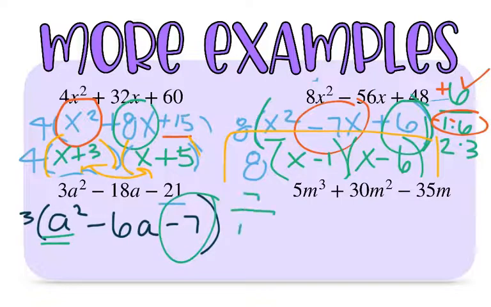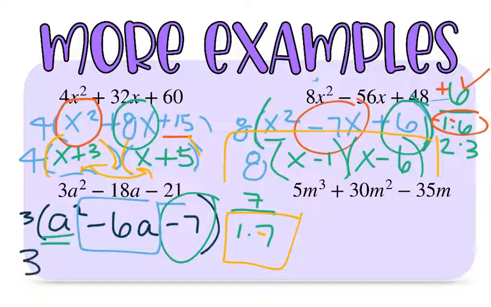Write out factors of 7. The only factors of 7 are 1 times 7. And choose the ones that would add to get you to negative 6. Well, remember this was a negative 7, so one of these numbers has to be negative, and I can get to negative 6 if the 7 is negative, because if you do 1 plus negative 7, that gets you to negative 6.